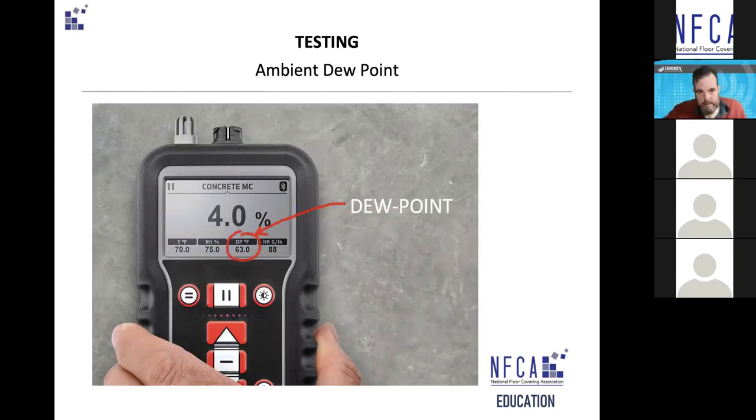So this meter, you can see on the meter, the first is the temperature, the second is the relative humidity, and the third one is your dew point. So in that case, we are now 7 degrees above dew point. So the dew point is 63 and the temperature in the room is 70. So it's a little bit high. The ambient conditions are a little bit high. I would say that having that ambient RH of 75 is a problem, and you need to correct that for the floor to have the best chance of success.